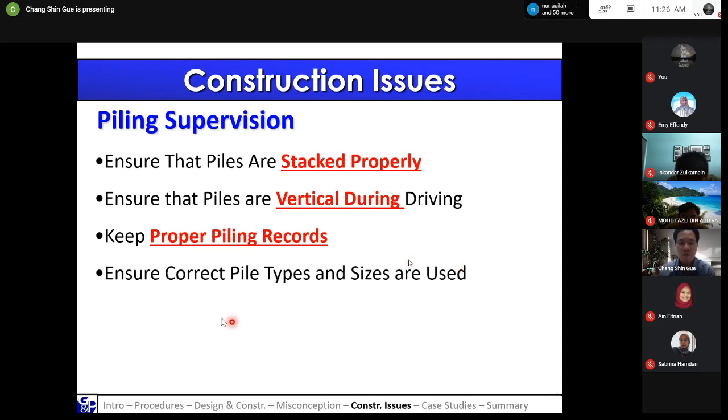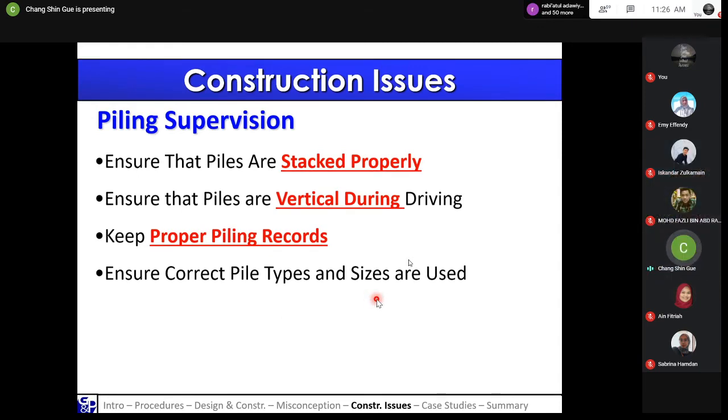And also very important is to ensure that the correct pile types and sizes are used, because in your design, the engineers might have done a lot of calculations, which should be correct, but at the site, if they use different pile types and different sizes from your design, that would be a disaster. So supervision is to ensure that the site constructs as per your design drawings.